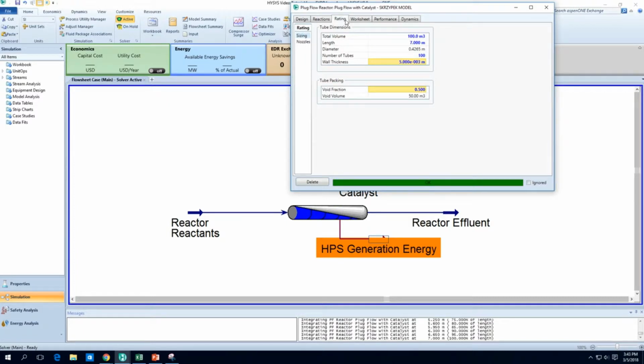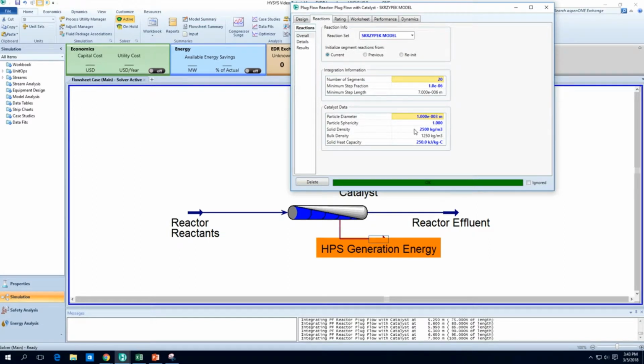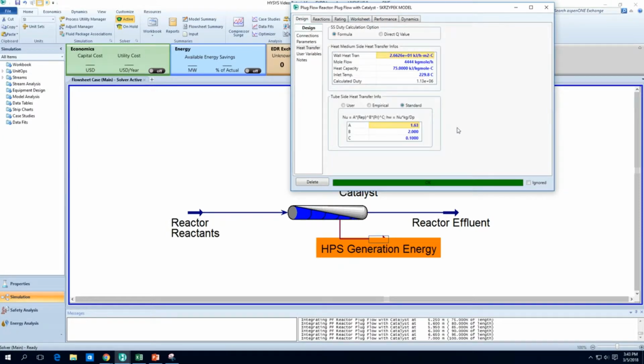And now let's go into the more nitty-gritty details. So this is all we have discussed before. The number of segments, we have discussed before. Well, let's go into the heat transfer side. So the heat medium side transfer info, you'll see this wall heat transfer coefficient, this molar flow. You'll see some heat capacity here. You'll see some inlet temperature here.